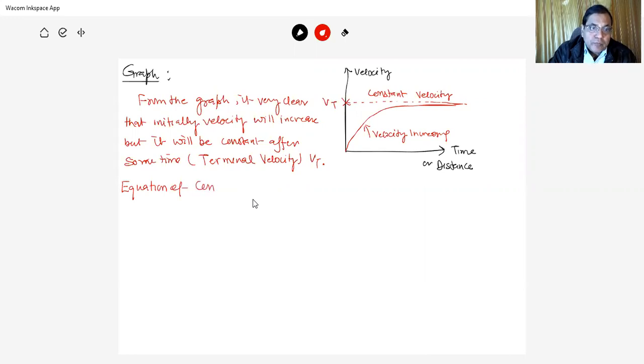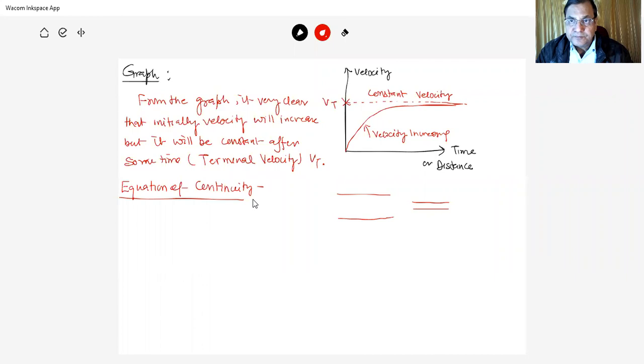With this, there is one important concept at this moment, that is the equation of continuity. In this equation of continuity, we have a pipe of different cross-sectional areas. Here the area of cross-section is A1, here it is A2, and the length is L1, and this point is a duct which is connecting, and this length is L2.